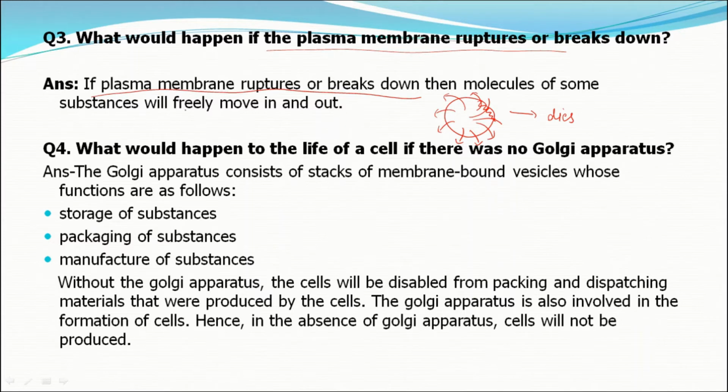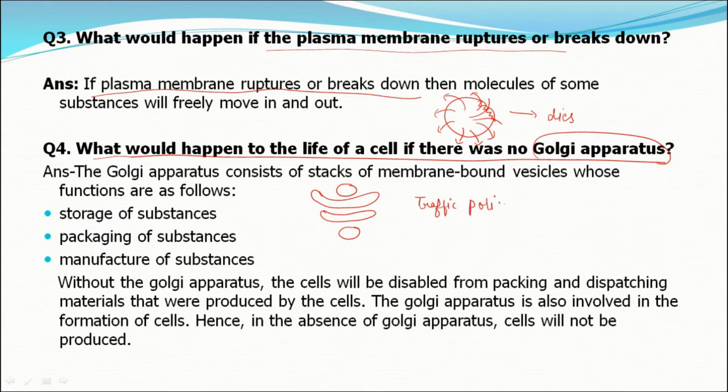The next question is, what would happen to the life of a cell if there was no Golgi apparatus? For this, first we need to know what are the functions of Golgi apparatus. Okay, just look at this picture. If you go through the structure of Golgi apparatus, what you will see is that Golgi apparatus is just like the traffic police. It is also known as the traffic police of a cell. Why? Because it controls the transportation of substances inside the cell.